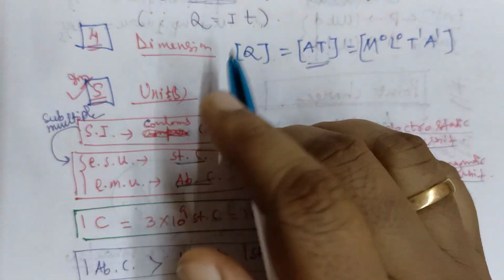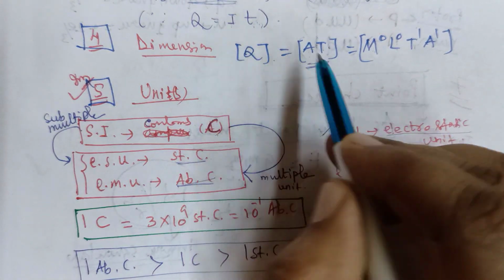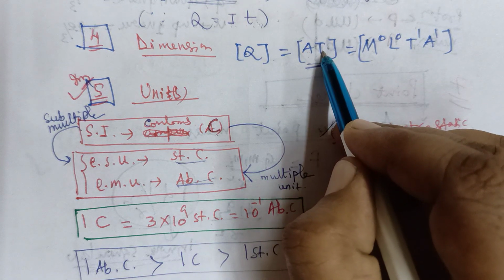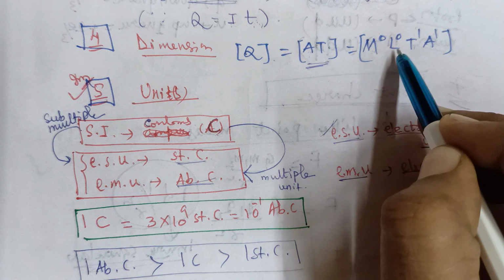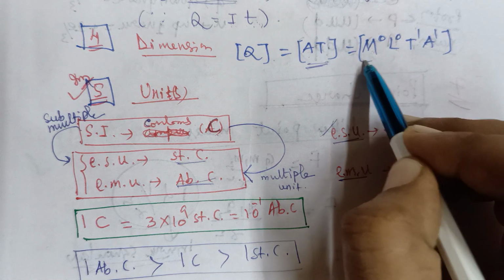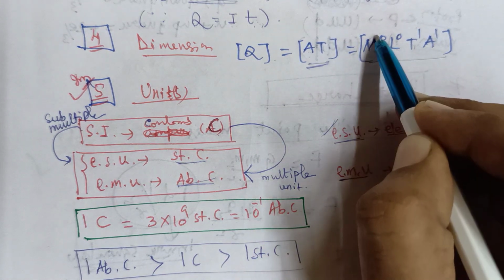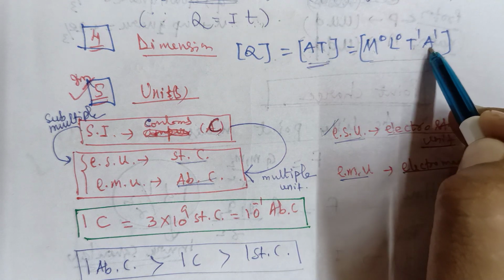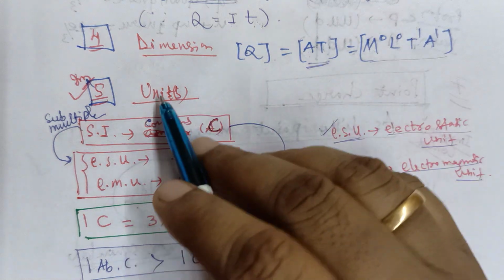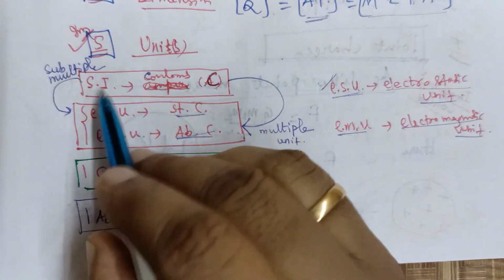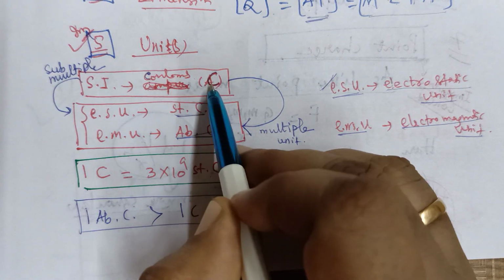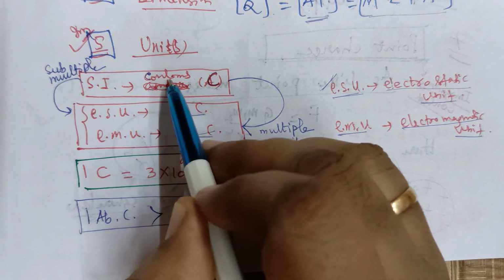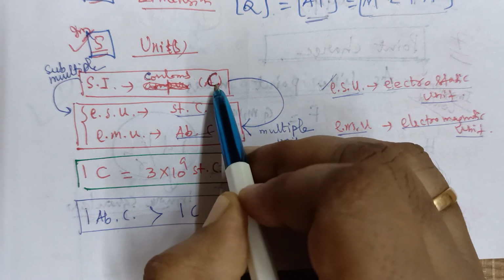Its dimension is represented as, for current I, that is ampere A, and for time, that is capital T. As there is no mass and no length, we can write its dimensional formula as M to the power 0, L to the power 0, T to the power 1, A to the power 1. Now we will discuss the unit. First to remember, its SI unit is coulomb. According to the scientist's name, its SI unit is represented as coulomb, capital C.